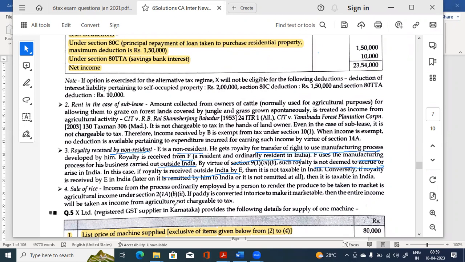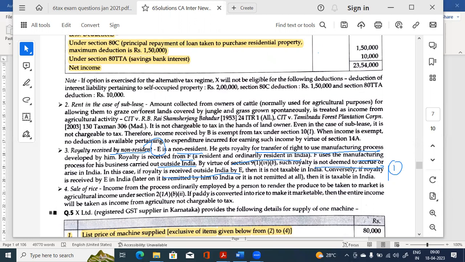Conversely, if royalty is received in India, that is because of the provision of the table. Table first, if he is receiving in India, then it's a problem. That is, Pratham, that E, the non-resident. Then it will be deemed to accrue or arise in India. Received in India, so under the received-in-India category, it will get caught.